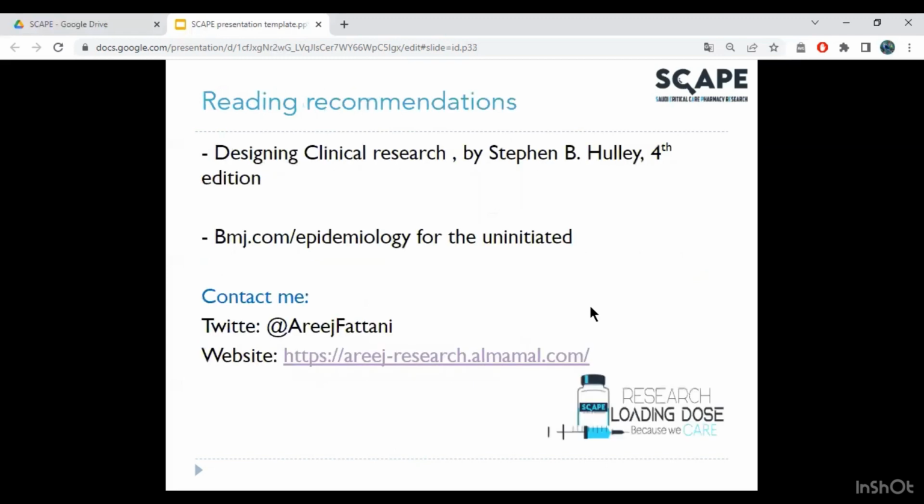Here are some recommendations. Designing Clinical Research is one of the best books I have ever read on designing clinical research. And here is BMJ, a website to review the study design. And here is my contact.